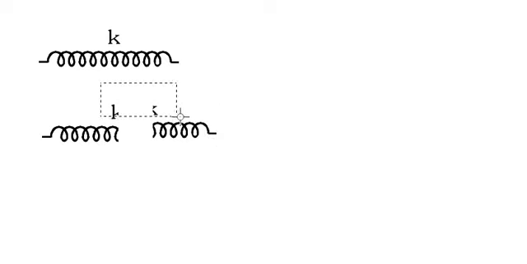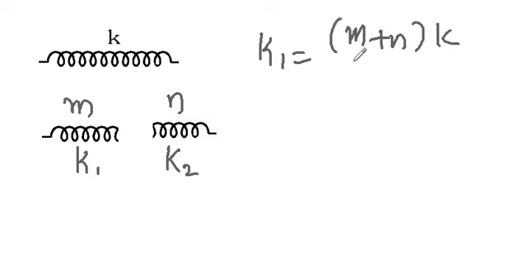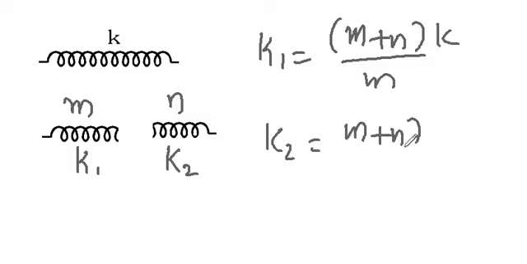Consider a spring of constant K. Let us assume that this is cut into two springs in the length ratio m is to n. That means this has got m portion of the total length, this has got n portion of the total length. So these two will become two different springs of constants K1 and K2. And K1 is equal to (m plus n) into K divided by m. And K2 will be equal to (m plus n) into K divided by n.